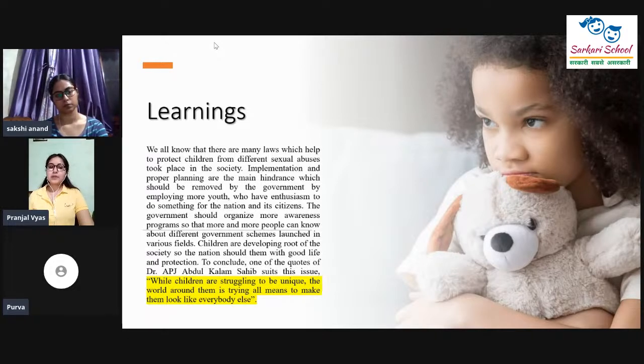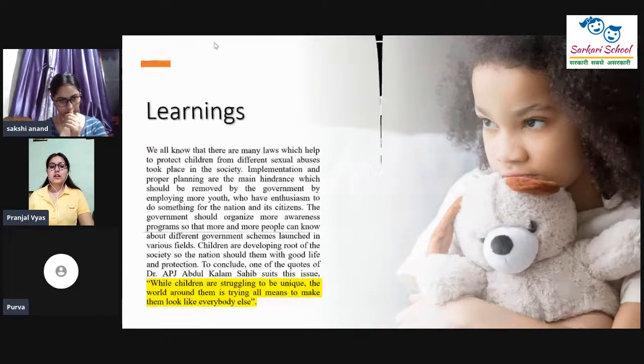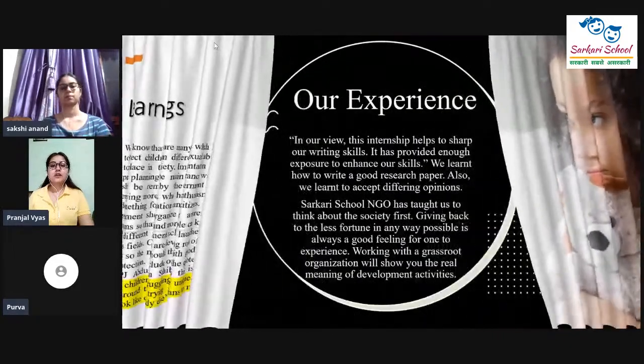Also, children are the developing root of the society, so the nation should treat them with a good life and protection. Yes, that's it for our research paper.